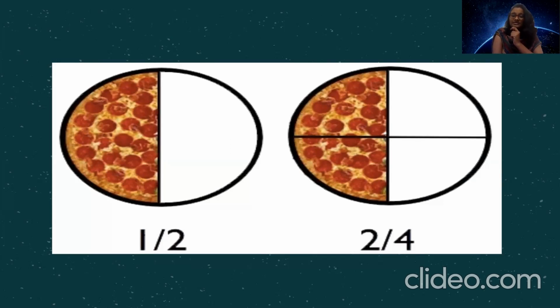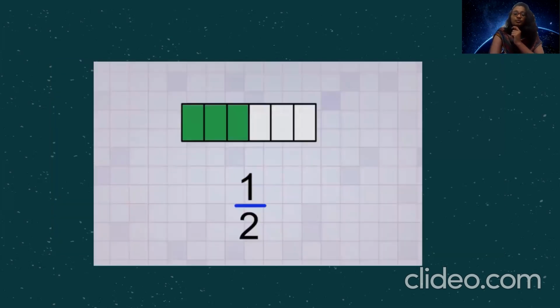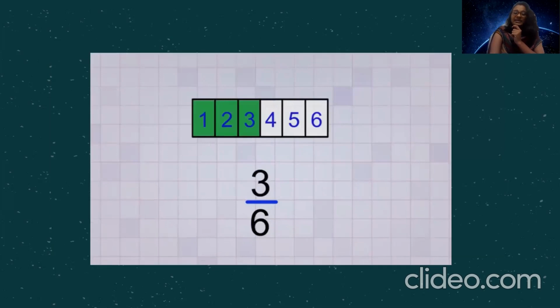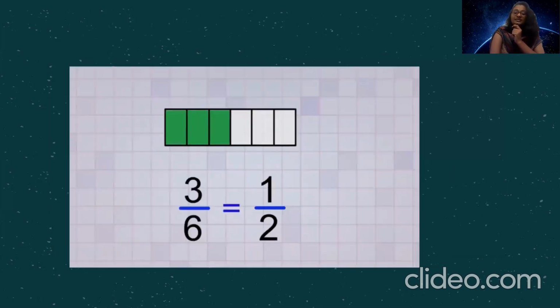Did you understand this? Whether I cut into 2 and take 1, or cut into 4 and take 2, it is the same. Okay? So 1/2 is equal to 2/4. So in the earlier example, in the 3/6, 1 2 3 4 5 6, the 1 2 3 portions are the same as the half. So 3/6 is actually equal to 1/2.